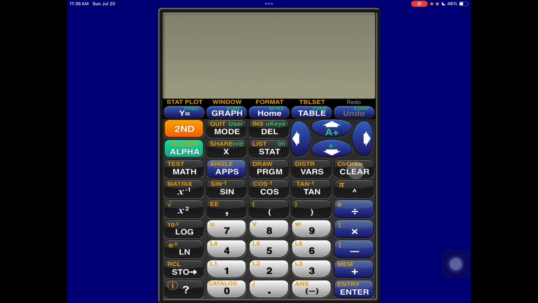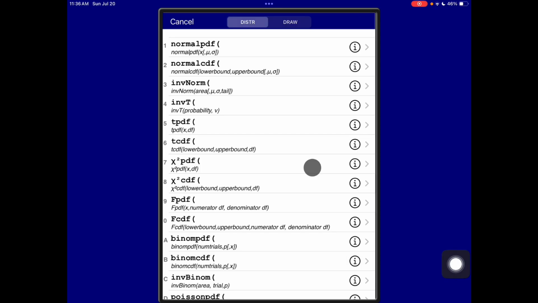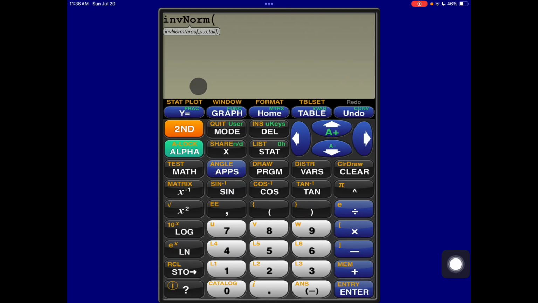On your calculator, you're going to go to second, vars, go to inverse norm. We need to type in the area to the left, and for x1, the area to the left is 0.025, comma, our mean, which is 68.6, comma, our standard deviation, which is 2.8. Close your parentheses, and for x1, we get our value, and make sure to round to 2 decimal places.